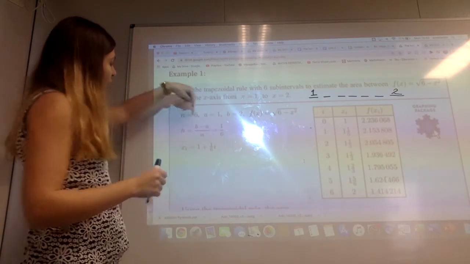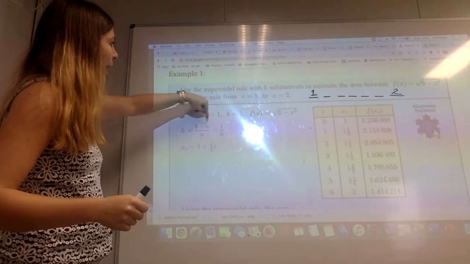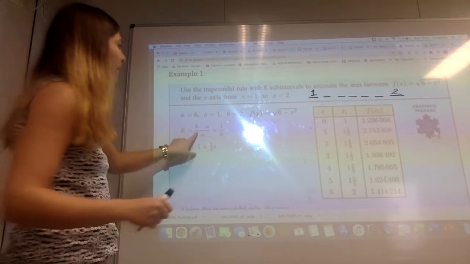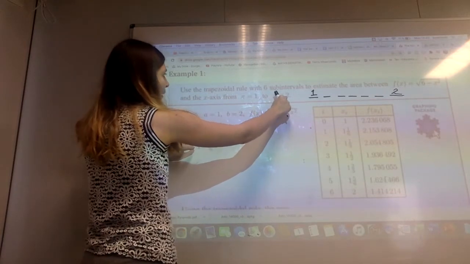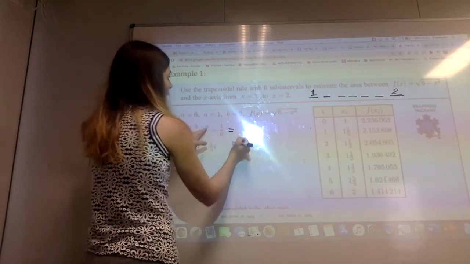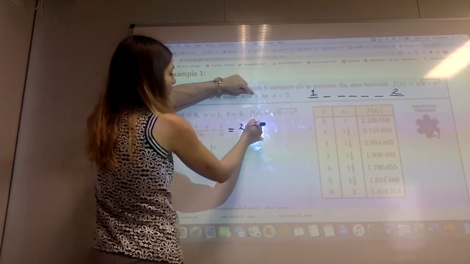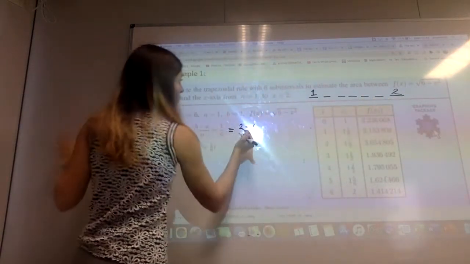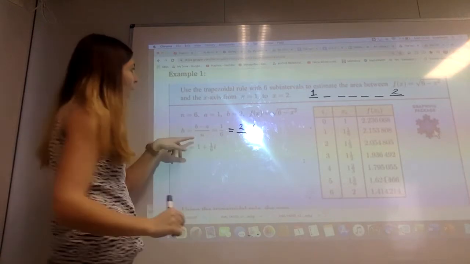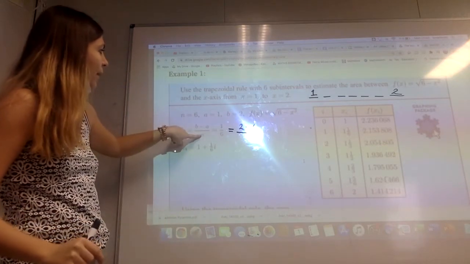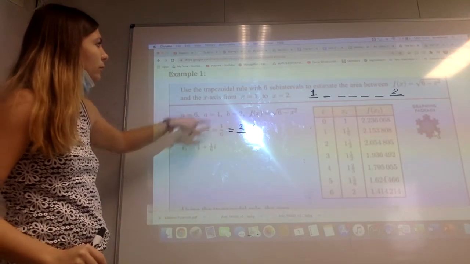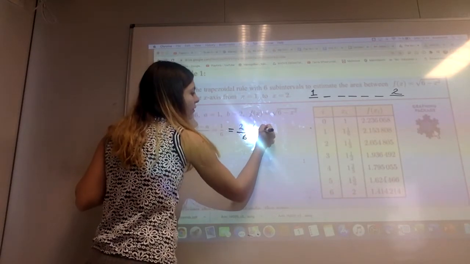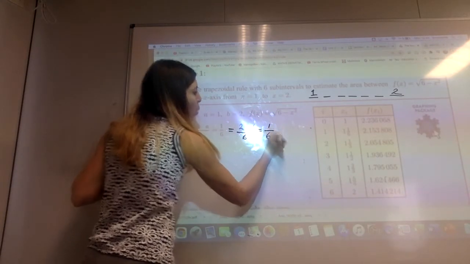So, to work out h, you get b and a, and you substitute this into the formula. B is the biggest number, a is the smallest number, so we know it's between 2 and 1, these two numbers, divided by n, and that's how many intervals we've got. There's 6 sub-intervals, so we put it divided by 6, so this equals 1/6.